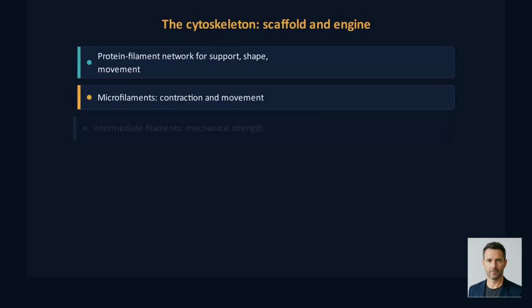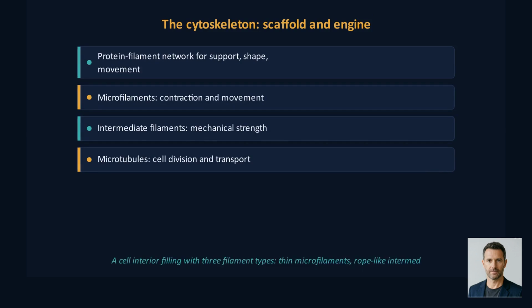There is one more player without which none of this division could happen: the cytoskeleton. The cytoskeleton is a network of protein filaments running through the cell that provide structural support, maintain cell shape, and drive cell movement. It is built from three kinds of filament, each with its own job.